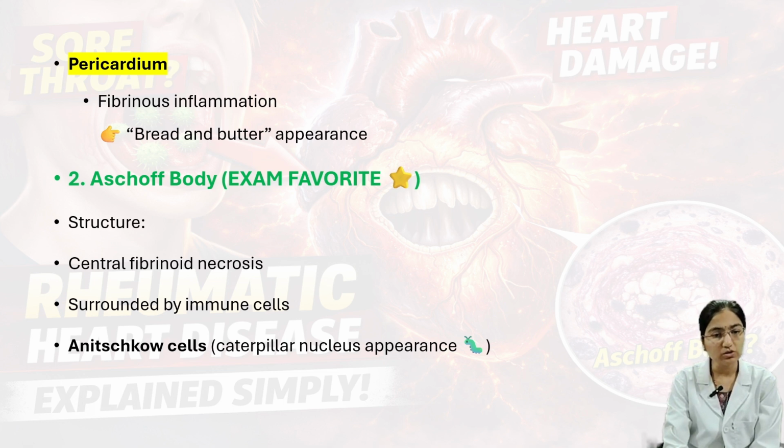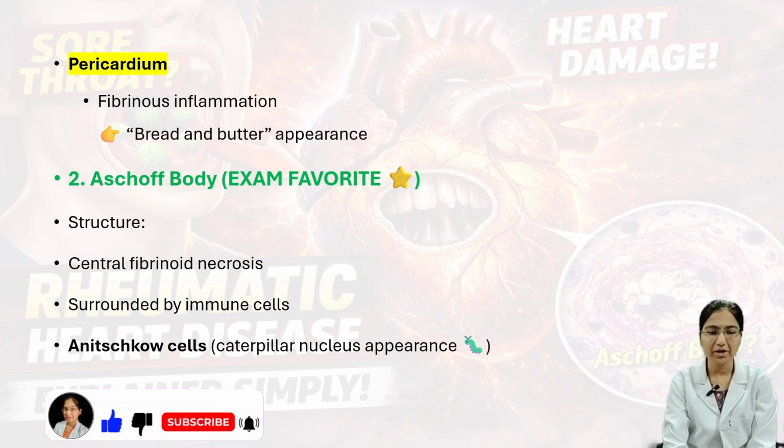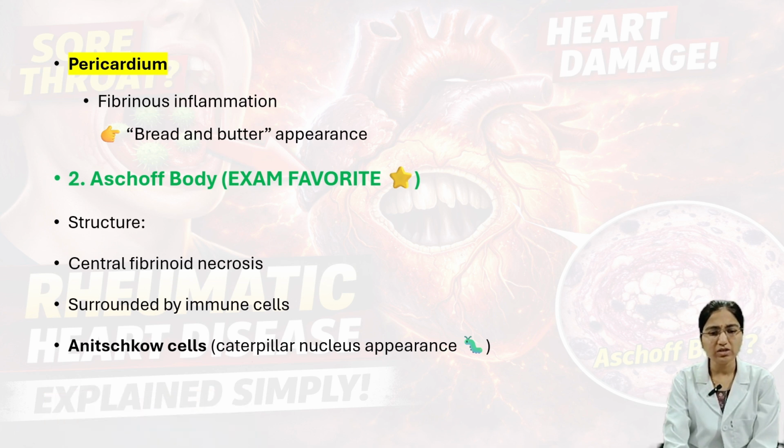And then the Aschoff body. Here this structure has central fibrinoid necrosis, dead cells, and then surrounded by immune cells. Here Anitschkow cells, that is caterpillar nucleus appearance, we can see on this Aschoff body.